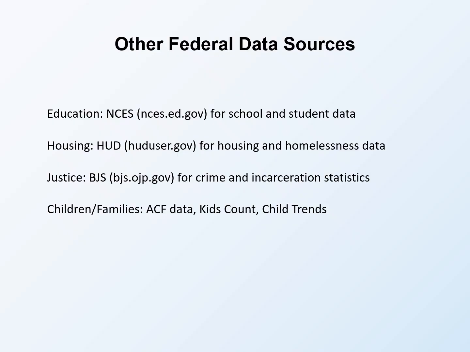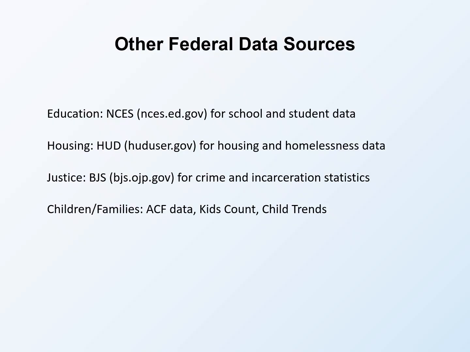For education data, the National Center for Education Statistics at nces.ed.gov provides school-level data, graduation rates, assessment scores, and higher education statistics. The Common Core of Data and IPEDS are particularly useful databases. For housing data, HUD User at huduser.gov provides data on housing costs, homelessness counts, subsidized housing, and housing market conditions. The annual Homeless Assessment Report and Picture of Subsidized Households are key resources.